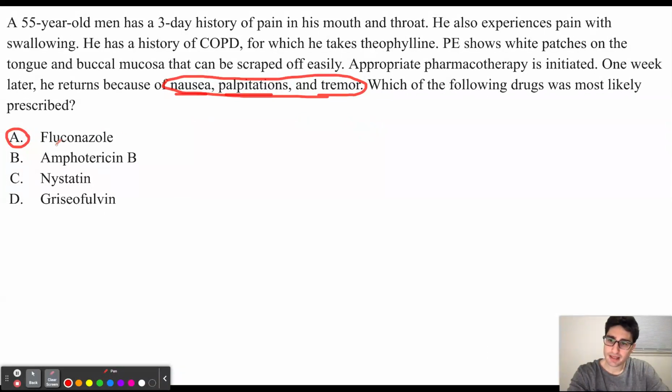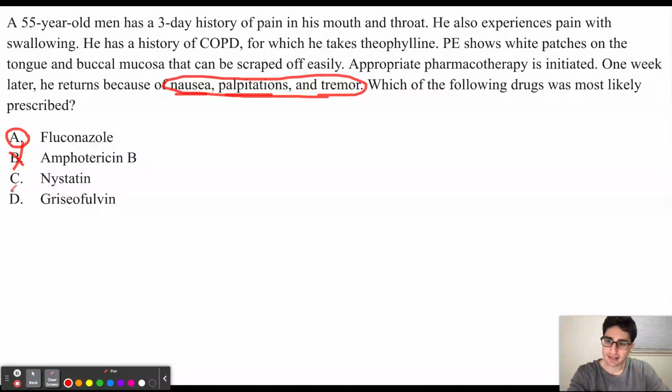Now, answer choice B is amphotericin B. This is going to be incorrect. Amphotericin B can be used for invasive candidiasis infections, but it is not going to be a first-line agent to treat esophageal candidiasis because it has to be given intravenously, and its side effect profile is going to be much worse than other antifungal agents, so this is not going to be a preferred first-line treatment. Amphotericin B also does not have any known drug interactions with theophylline.